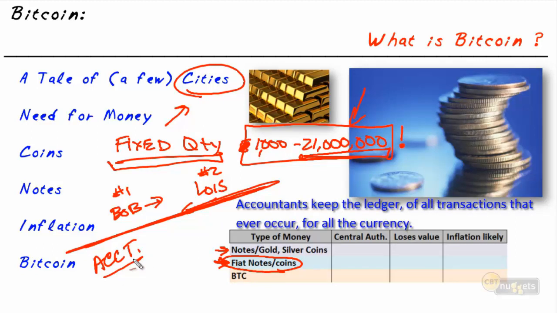So we'll hire some accountants, and what we'll do is this. Every time there's a transaction from Bob to Lois or from Lois to Jill or whoever else we're moving these units around from, we'll have an accountant department that keeps track of everything. Every transaction. So we'll know they came from this person, they went to that person, and we'll keep track of all of it.